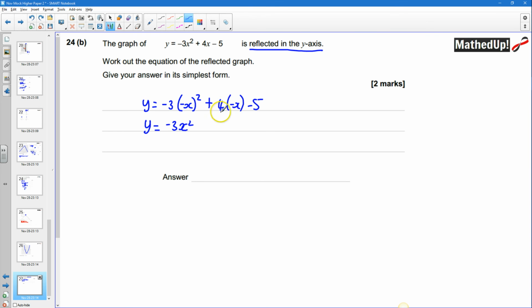Plus 4 times negative x. Well, 4 times negative x is going to be negative 4x, so that's going to be take away 4x and then take away 5. And that's actually going to be our answer. y is going to be equal to negative 3x squared, take away 4x, take away 5.